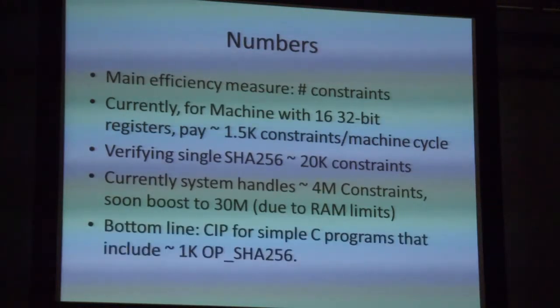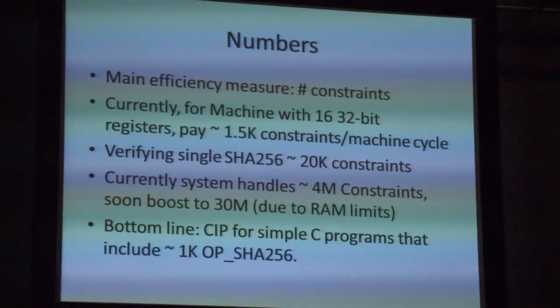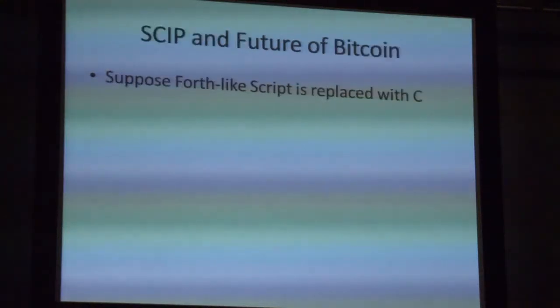So the bottom line would be that if you want to have computational integrity and privacy for some simple C programs that would also include roughly 1,000 op SHA-256, then this is something that within a few weeks we should be able to do.